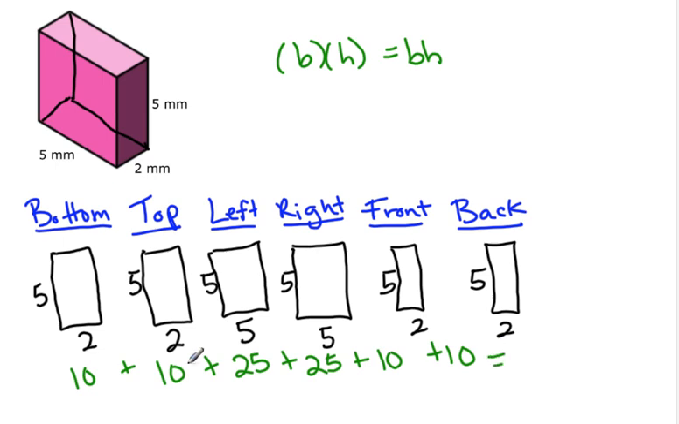Then I'm going to add them up across. So I've got 10, 20, 70, 80, 90. And what unit is it? Millimeters. And we're doing surface area, so it's squared. 90 square millimeters. And that is how you do the first problem for a rectangular prism.